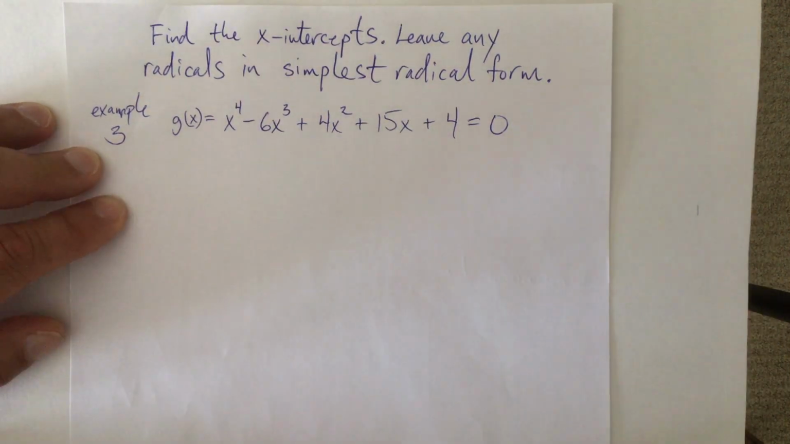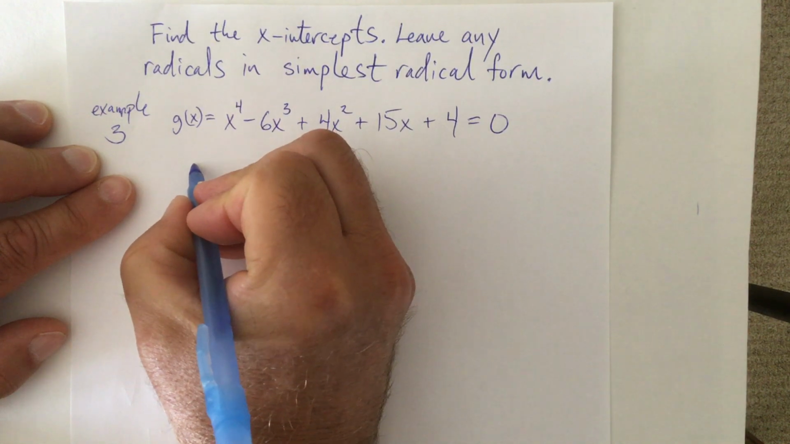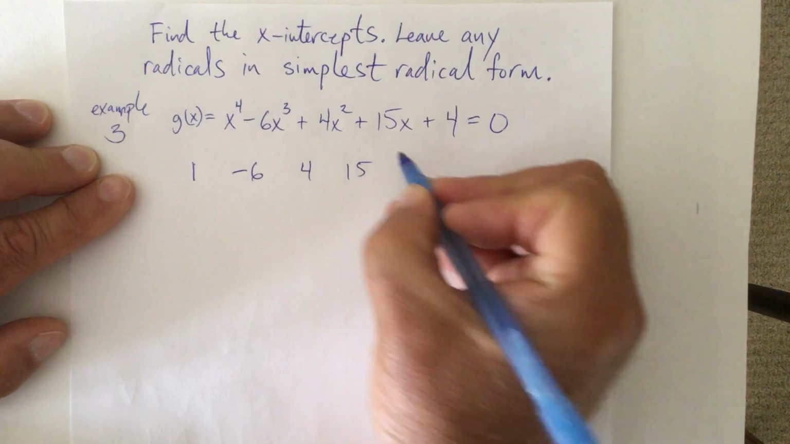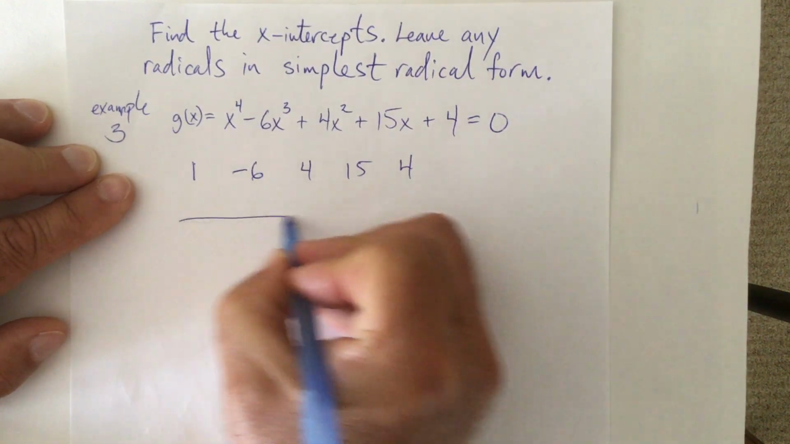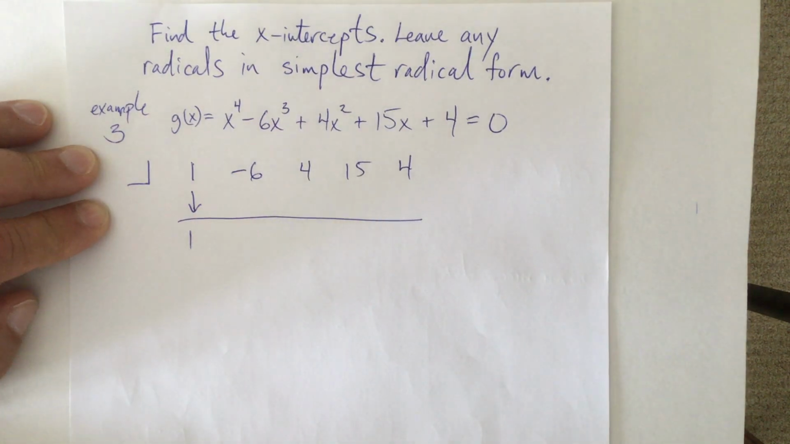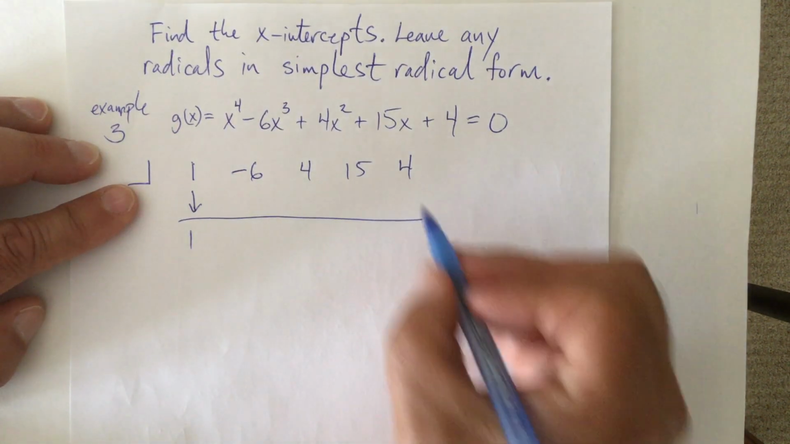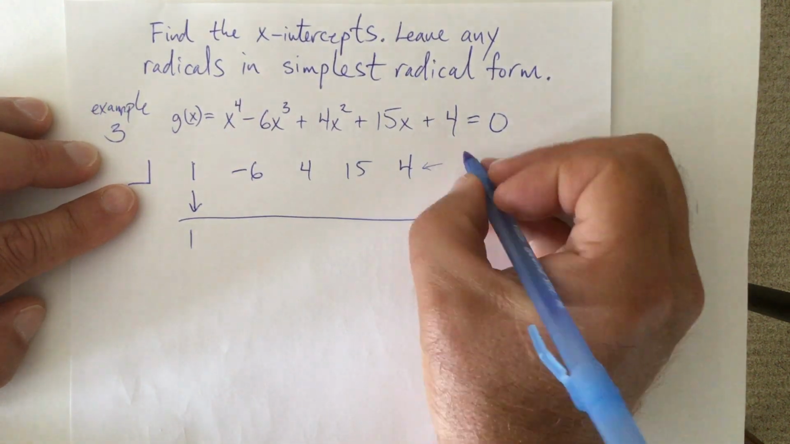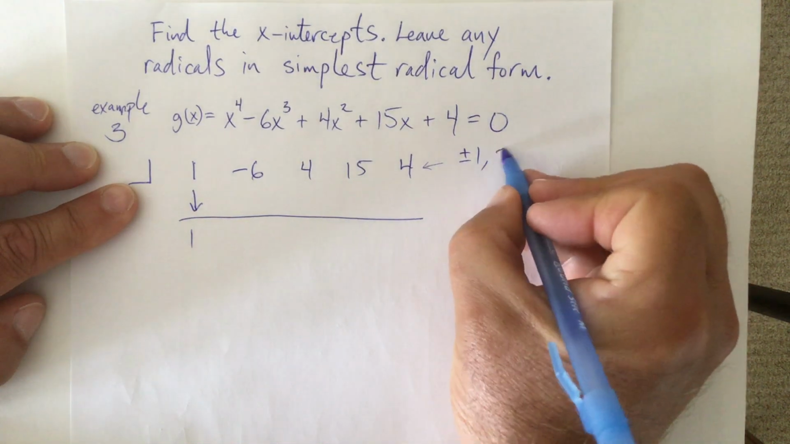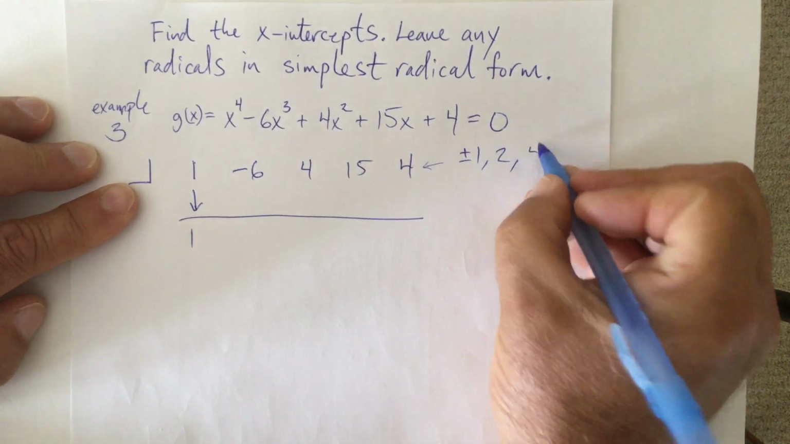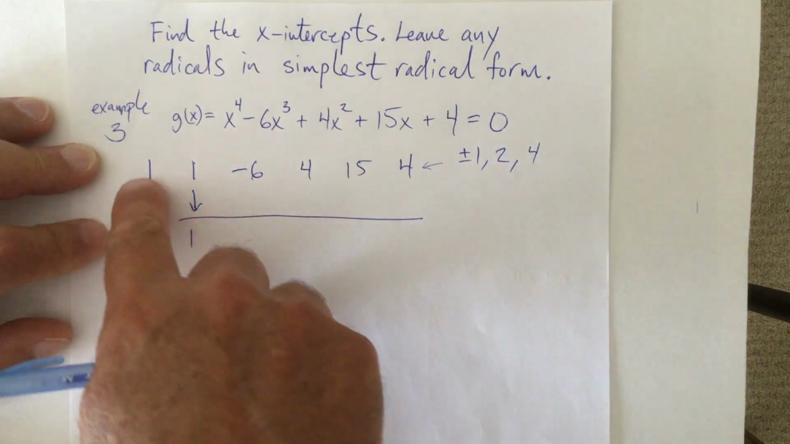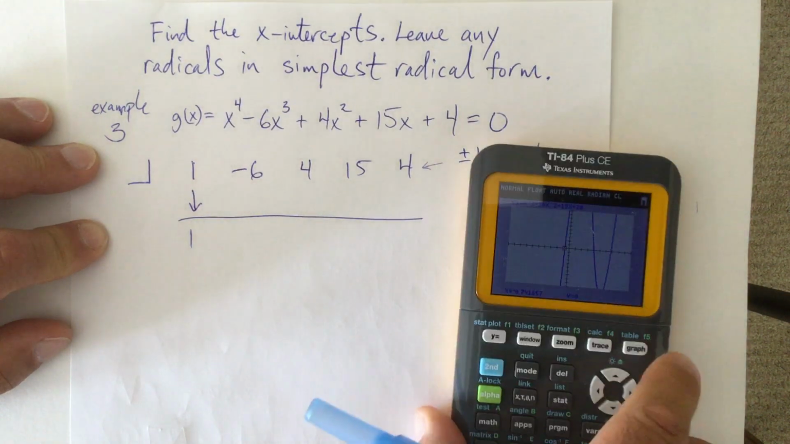I'm going to move this out of my way, and I'm going to write the 1, -6, 4, 15, and 4. I'm going to bring down the 1. I'm going to use a backwards L called a shelf to list my possible choices, which come from here. My possible choices will be plus or minus 1. What else goes into 4? 2, and then 4. That looks good: 1, 2, and 4. But I don't know which one of those to choose, so let's graph it. Let's take a look at the graph.